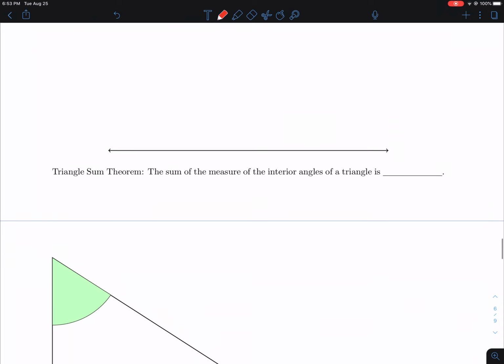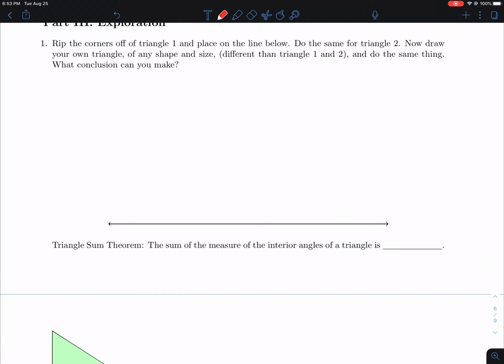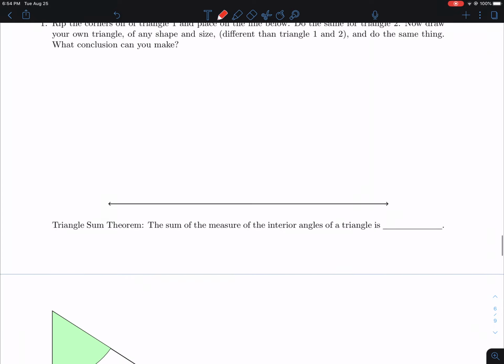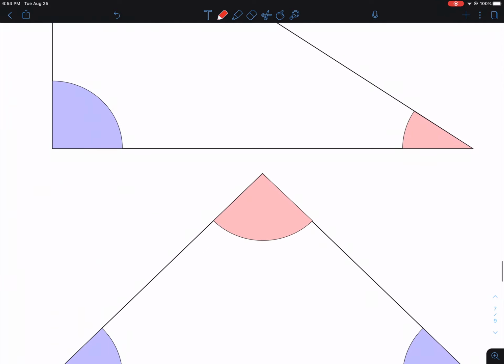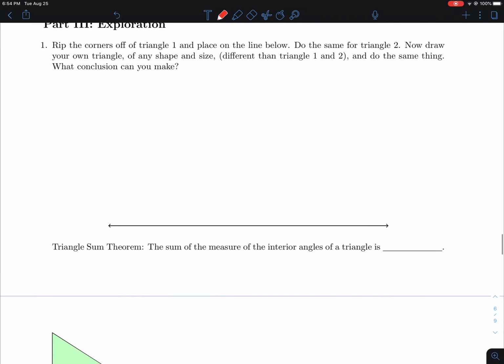So you're going to do those 2 triangles that I provided. And so again, if you don't have a printer, just try to trace them as well as you can. And then what I also want you to do is make your own 3rd triangle, any size and shape you want. So try to make it different than the ones I drew. And then do the same thing, rip the corners off of those guys, line them up on the line, and see what you notice about that. And then hopefully we're going to predict what the triangle sum theorem actually is.